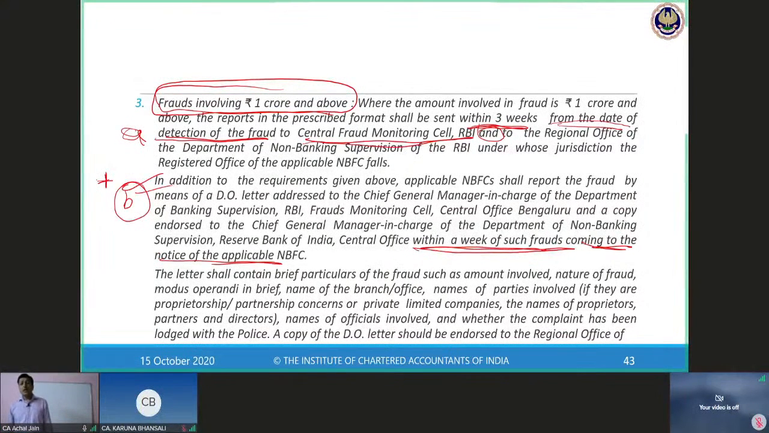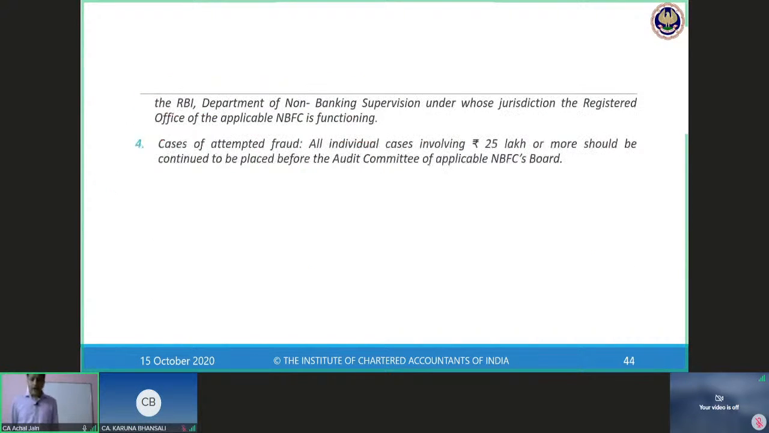A copy of this letter should be endorsed. Which letter? The same letter we are referring to over here. So a copy of this letter should be endorsed to the Regional Office of the RBI Department of Non-Banking Supervision. Next, cases of attempted fraud.